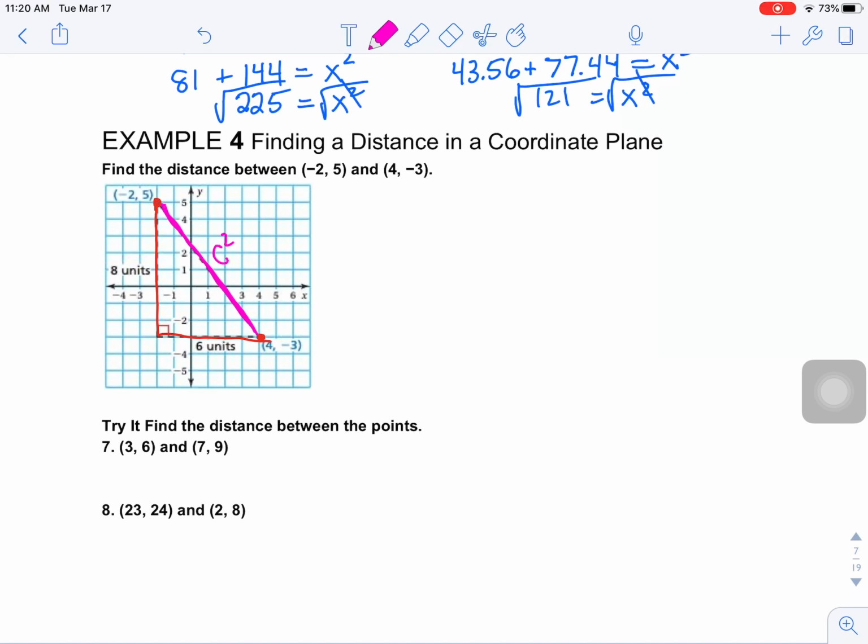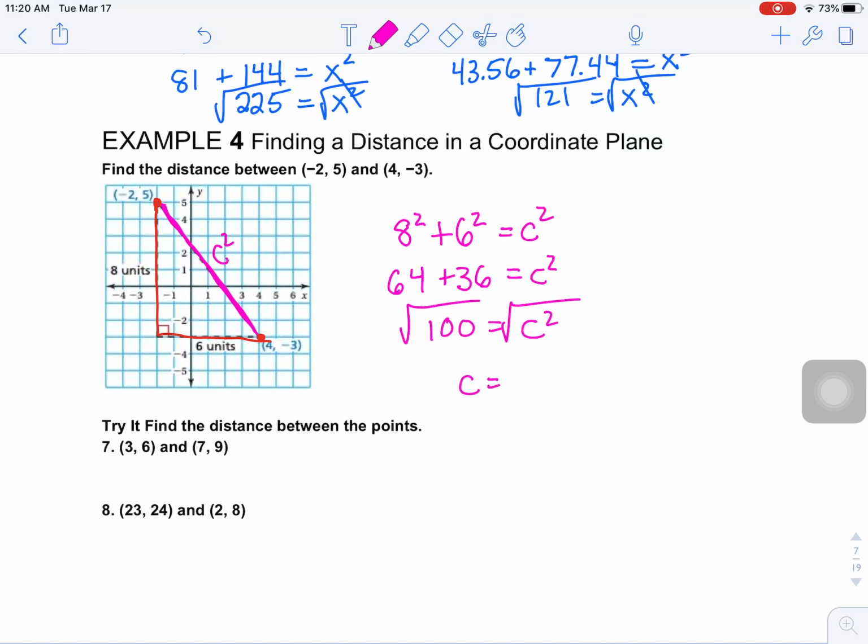If I plug these numbers in, I get 8 squared plus 6 squared equals c squared. We get 64 plus 36 equals c squared. 100 equals c squared. Square root both sides to find out that c is 10. You'll notice this is one of those triangles that I just talked about. Everything was multiplied by 2: 6, 8, and 10 were the side lengths, which we just discovered.